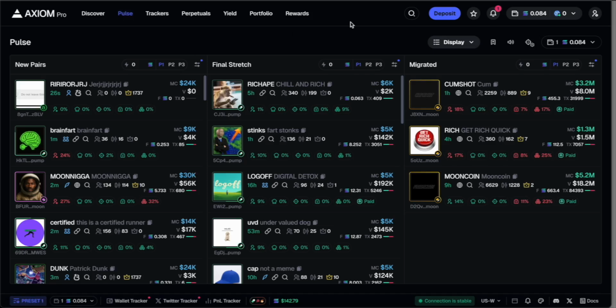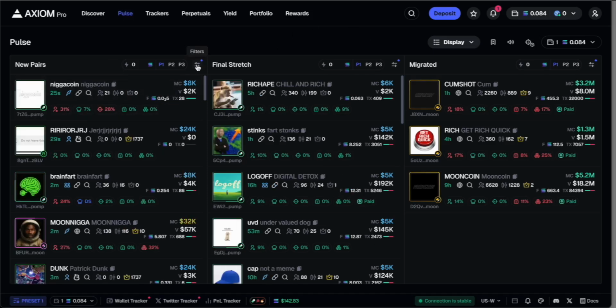And then Pulse, this is what most people use. The settings for these are really important. So new pairs are just new pairs.